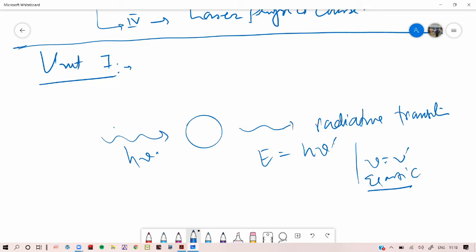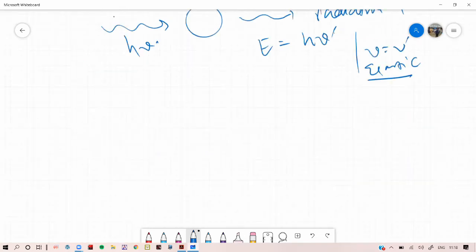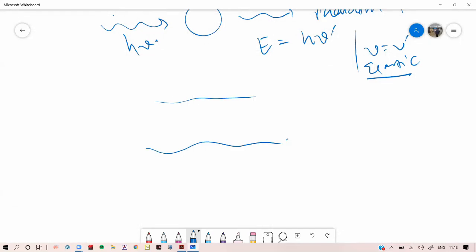I will draw the diagram here. For example, these are the energy levels of an atom. This is the ground state, for n equal to 0 or n equal to 1, and it goes to some excited state here.